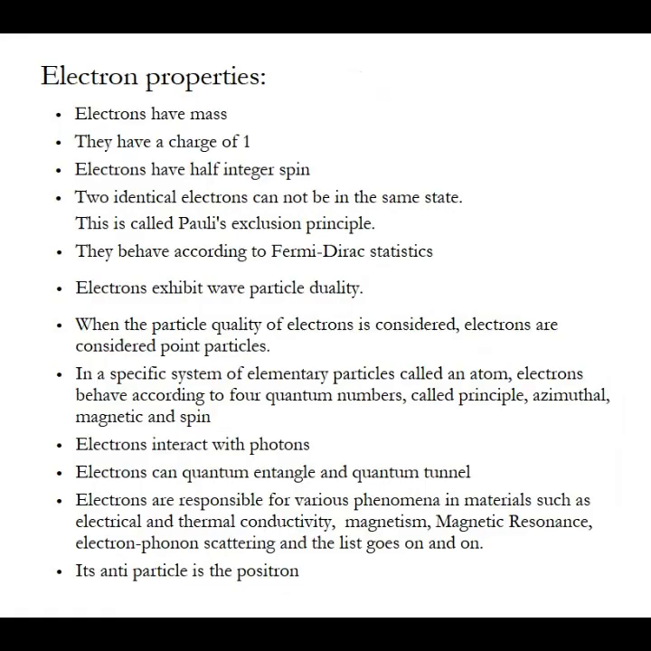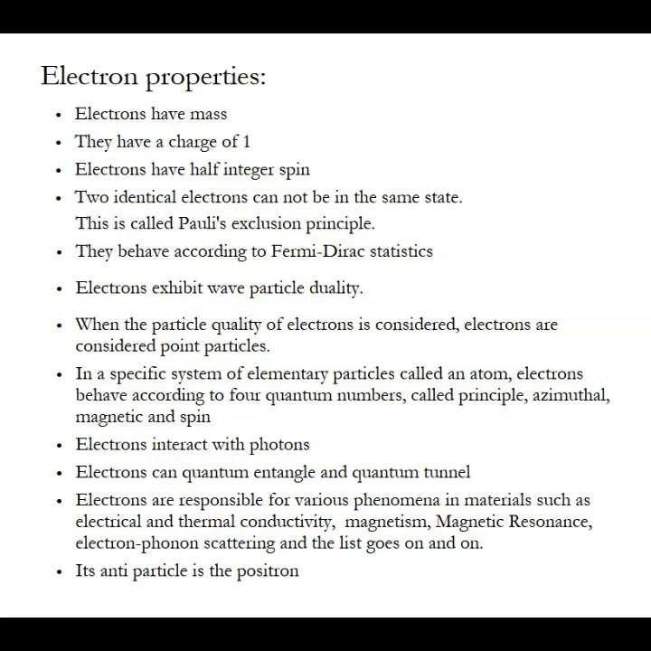An electron is an example of an elementary particle with spin 1/2. Its properties, from our perspective, are: electrons possess mass, charge and spin. Two identical electrons cannot be in the same state. This is called Pauli's exclusion principle. Electrons follow Fermi-Dirac statistics, which include the Pauli exclusion principle. Electrons exhibit wave-particle duality. Electrons are mathematically considered point particles.